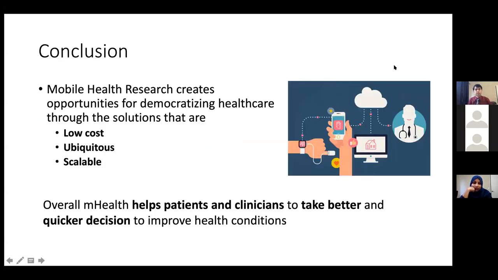Okay, I think this is almost the end of my presentation. I want to emphasize that mobile health research creates tremendous opportunity to make healthcare accessible to many people at low cost, and it can also be easily scalable. One clinician can easily monitor many more patients at the same time on a single clinician dashboard. And it's not going to replace the clinician. It is going to help them take better decisions, save more lives, and improve quality of life. It also gives the power to the user to handle their situation and take better decisions for themselves.